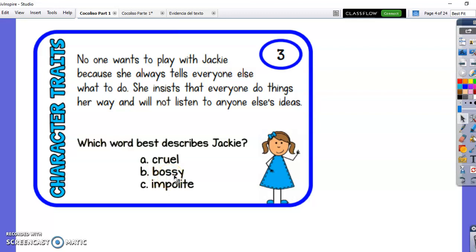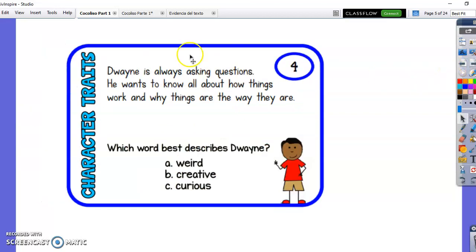Maybe that would have something to do with the theme at the end of the story. Maybe something happens to her where they teach her a lesson about not being bossy so you have friends to play with. I don't know, but looking at those character traits, it can definitely tell us about the plot and the theme of a story.